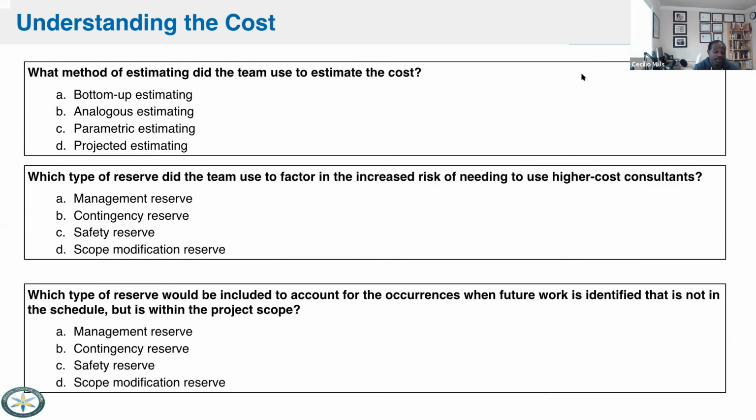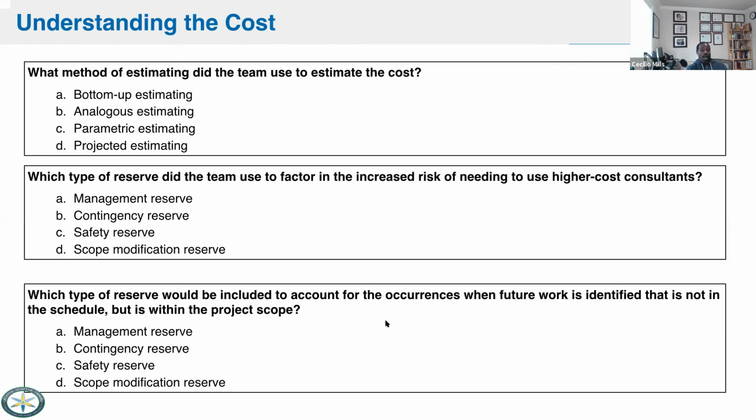What type of reserve will be included to account for occurrences when future work is identified that's not in the schedule but within the scope? Management. Got some management, some contingency. Let's see. What type of reserve will be included to account for the occurrences when future work is identified that is not in the schedule, but is within the project scope?